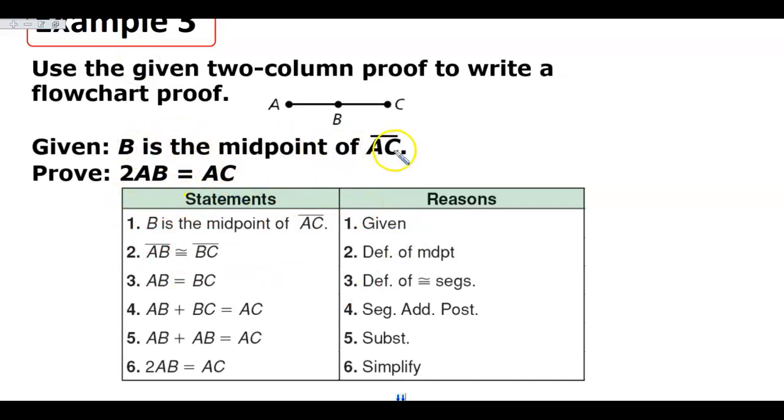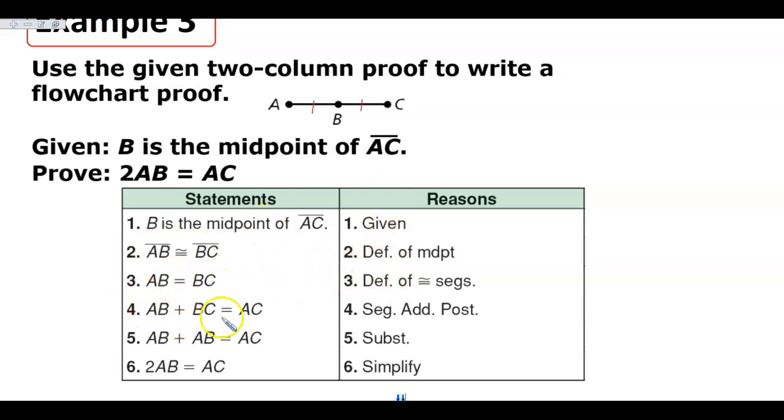So we have B as the midpoint of AC. All right, so what does that mean? If B is the midpoint, we know that those pieces are congruent, which means that their measures are equal. Okay, so the definition of midpoint tells us that they're congruent. The definition of congruent tells us that those measures are equal.